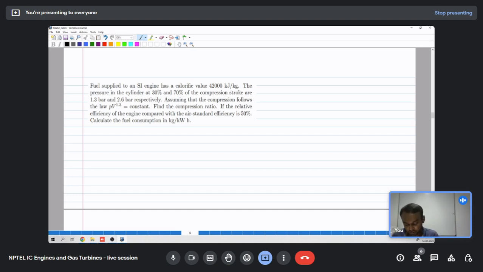So we are given the calorific value of the fuel is 42,000, or I can write it as 42 into 10 power 6 joule per kg. The pressure at 30% stroke and 70% stroke is given. So P at 0.3 S and P at 0.7 S are given as 1.3 bar and 2.6 bar.